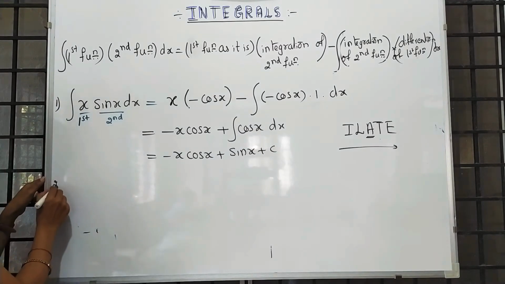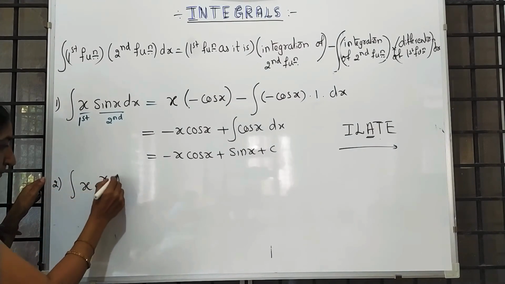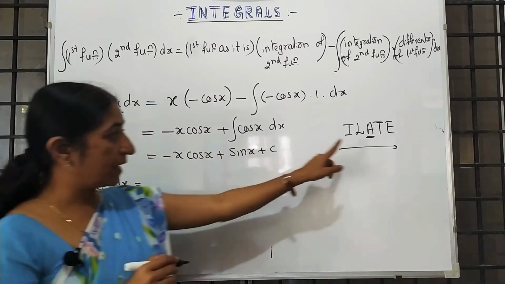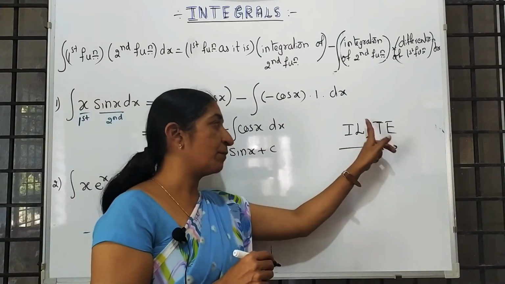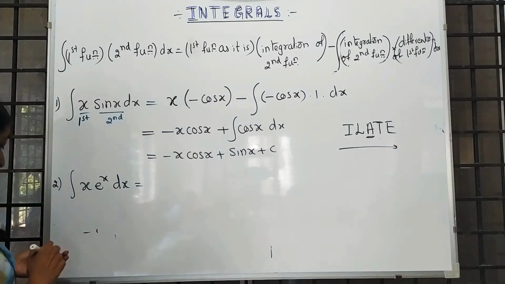I will explain one more example. If it is x e raised to x, tell me which one is the first function? x is algebraic, e raised to x is exponential. That means first algebraic, then exponential. So, it is already in the order. So, which one is the first function?